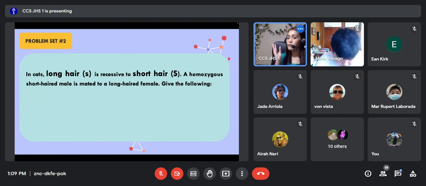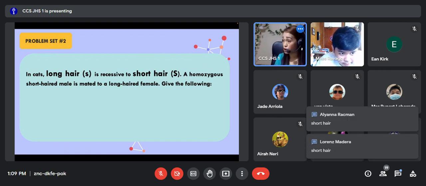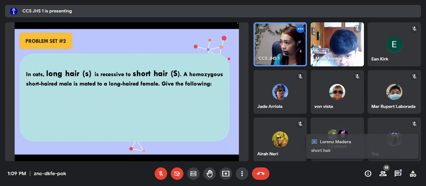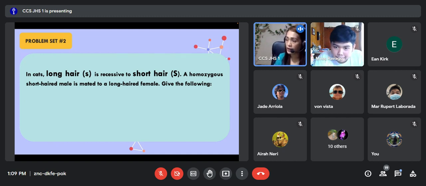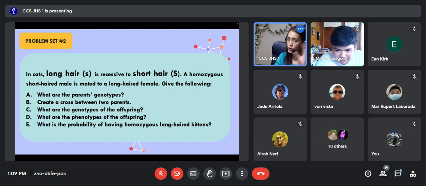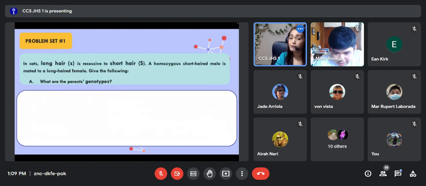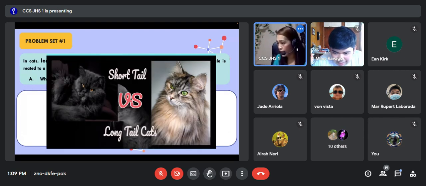So let me ask you first, based on what you can read on the statement, which allele or option is dominant? Short or long? Okay, very good. Short. That's why we will be using S rather than L. All right? So even if it's stated differently, the way we understand it, short is dominant while long is recessive. Now, we will encounter the same set of questions later, but this time we're talking about short tail and long tail.